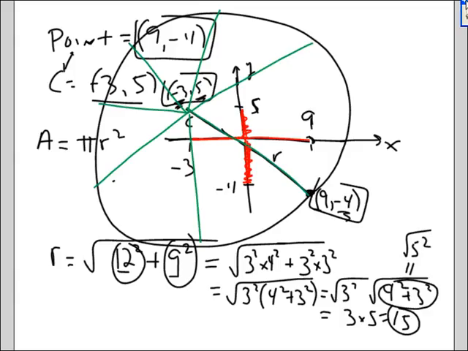So you can use the distance formula to find the radius of a circle. In fact, in this last problem, they wanted us to find the area, which is equal to pi times r squared, 15 squared. Well, 15 squared is 225 times pi. That is the area of that circle. So we found the radius to help us find the area.